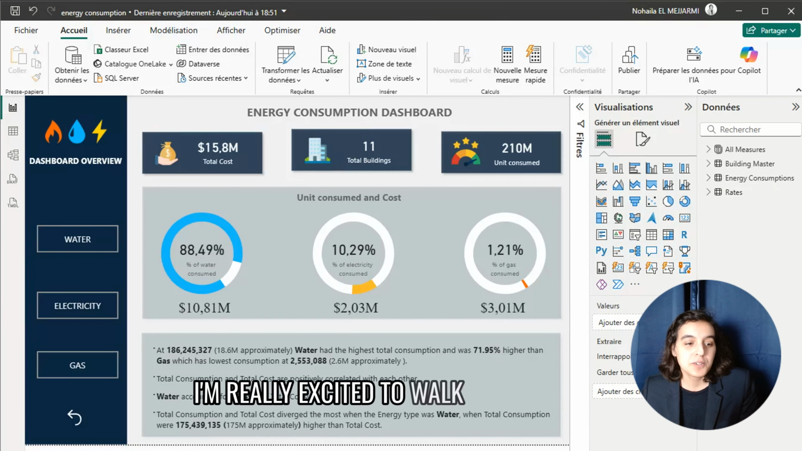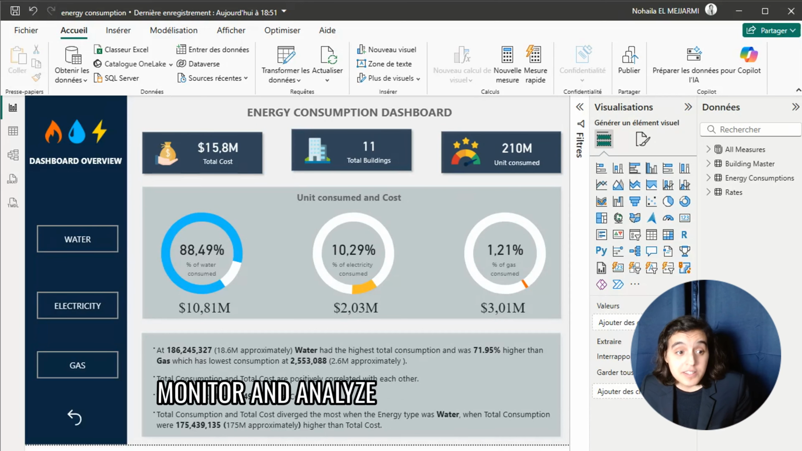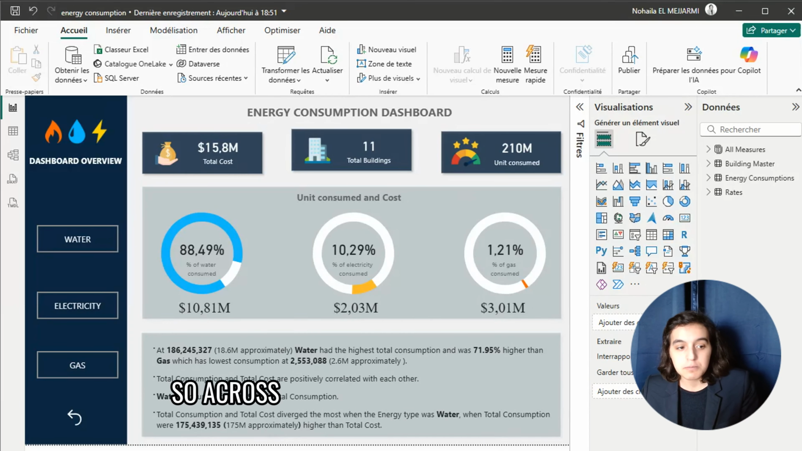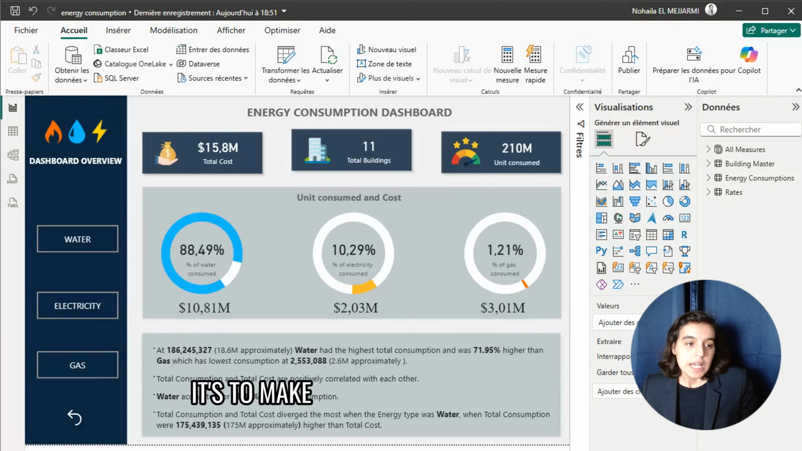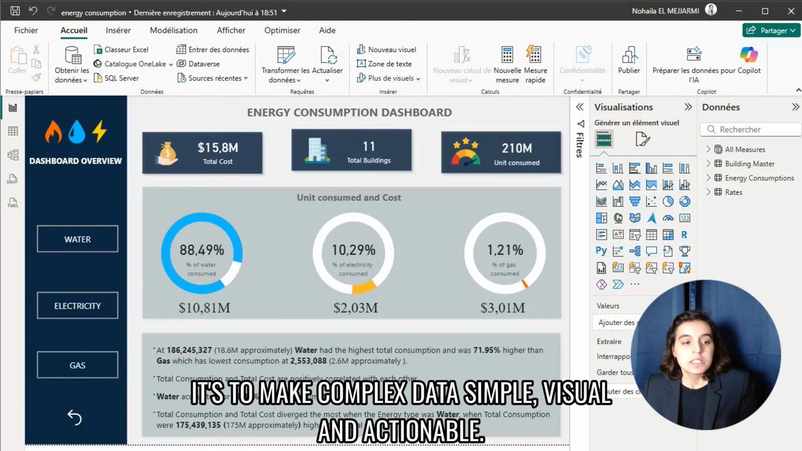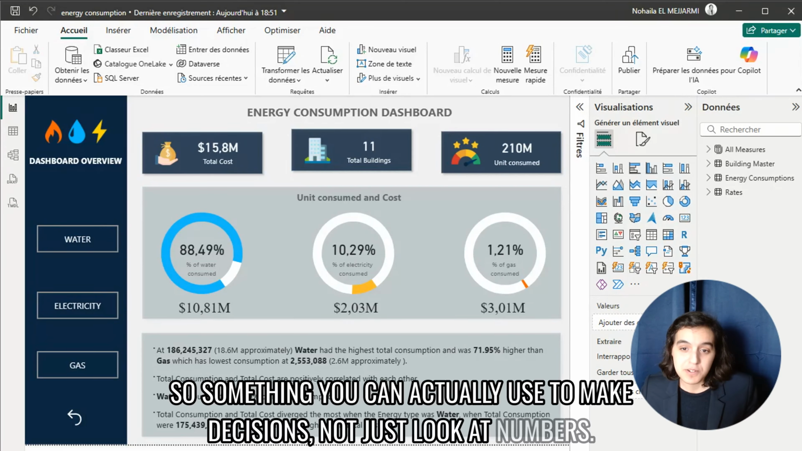I'm really excited to walk you through this dashboard, which I designed to monitor and analyze energy consumption and resource usage overall across the multiple buildings we have here. The idea is to make complex data simple, visual, and actionable, so something you can actually use to make decisions, not just look at numbers.